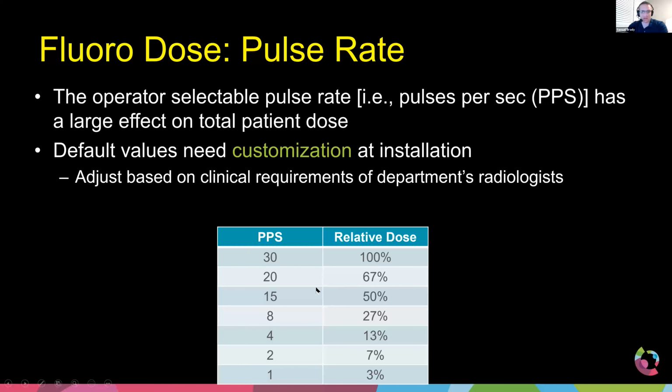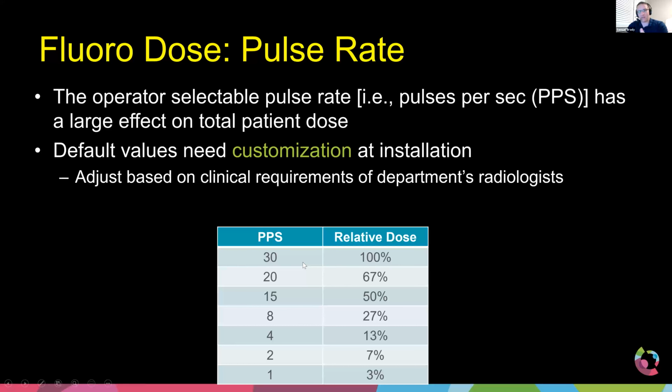I can tell you in our center, we do all of our PICC lines and all of our line placements at 1 pulse per second. That's just how it's always been done. And it's been largely championed by one radiologist, who is, of course, the section head of our fluoro unit.